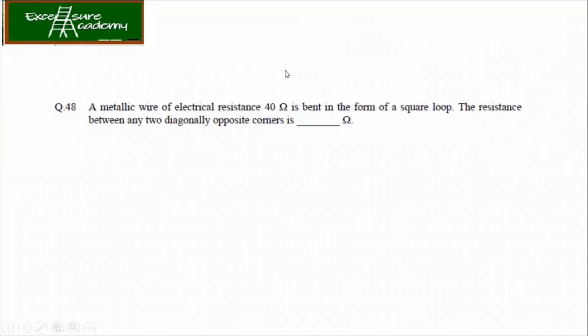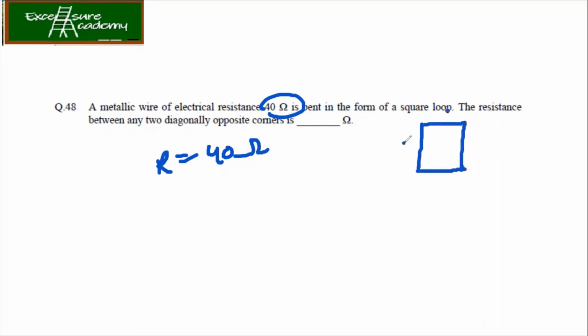A metallic wire of electrical resistance 40 ohm is bent in the form of a square loop. The resistance between any two diagonally opposite corners is dash. So in this question, it is given that the resistance of the metallic wire is 40, so R is given as 40 ohm. Now, when the wire is formed into a square, the resistance of each side of the square is going to be the same because a square has all sides the same. So it is 1/4 of the total resistance. 1/4 means it is 10 ohm each. Now each side has 10 ohm as resistance.